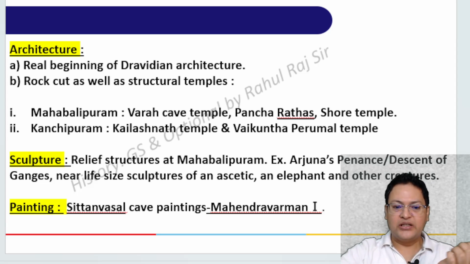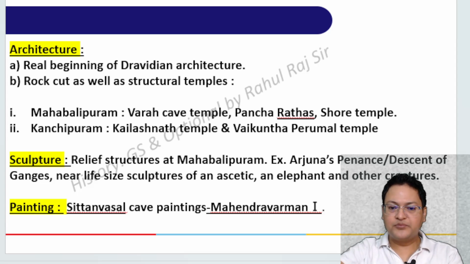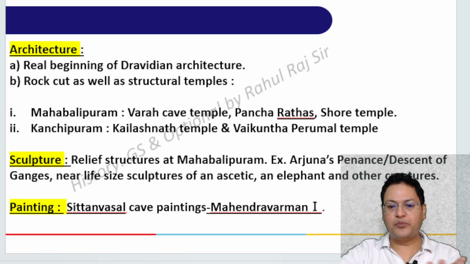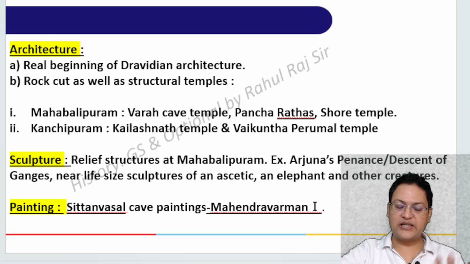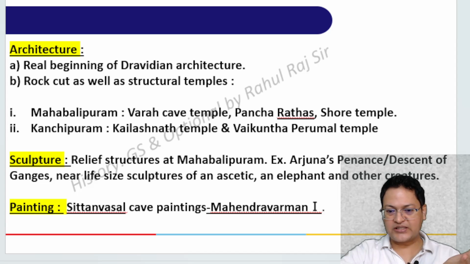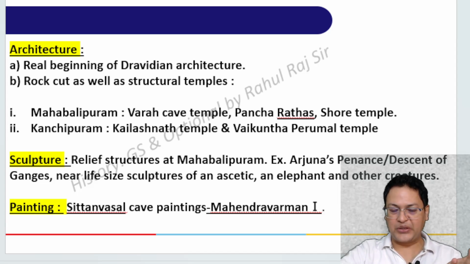So examples: Mahabalipuram Varaha cave temple, Panchrathas, Shore temple, okay. So here the Shore temple is a structural temple, while the Varaha cave temple and Panchrathas, okay, they are rock cut temples, right? Then in Kanchipuram, which was their capital, Kailashnath temple and Vaikunt Perumal temple, these are examples of structural temples, very simple, okay. Then sculpture, so relief structures at Mahabalipuram, very famous, UPSC has also asked in prelims, okay, like Arjuna's penance, okay, descent of Ganges, okay.